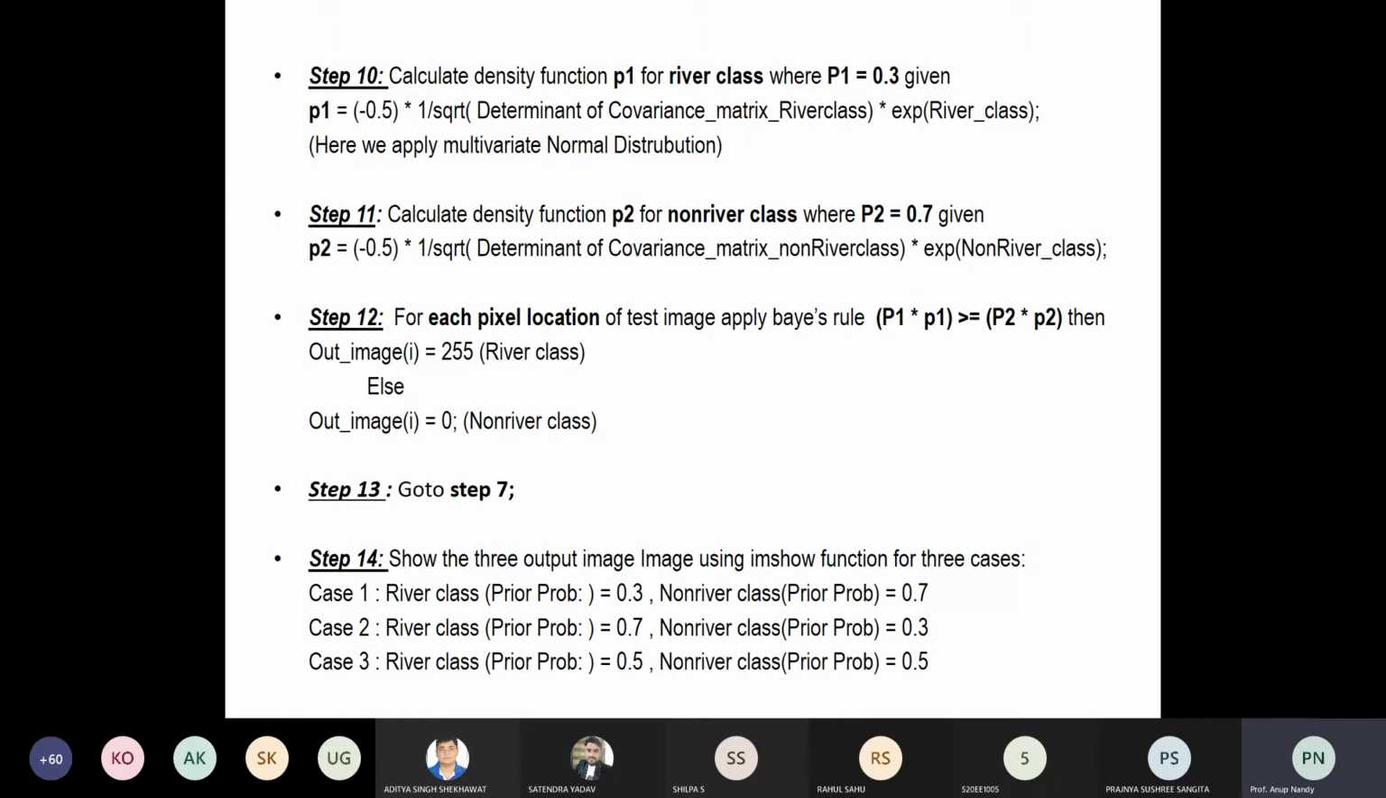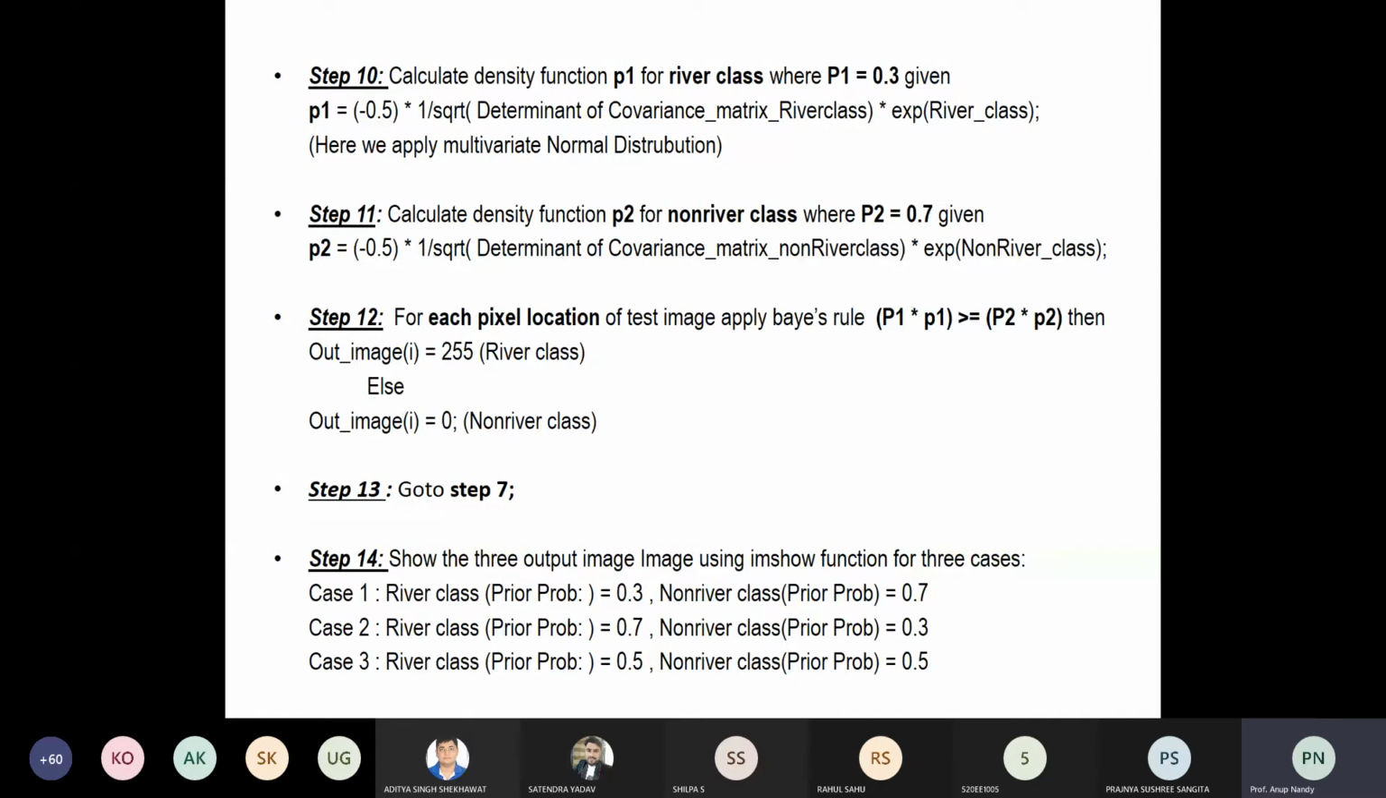Now for each pixel location you apply the Bayes rule: capital P1 into small p1 is greater than or equal to capital P2 into small p2. Then the output image, because you have 512 by 512 in total, so that many pixel intensity values you will have for each location, since you loop from i equal to 1 to 512 and j equal to 1 to 512. The output image is equal to 255 for the river class, else the output image is equal to 0 for the non-river class.